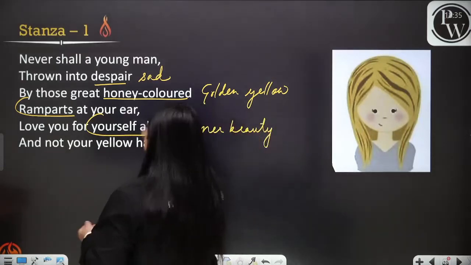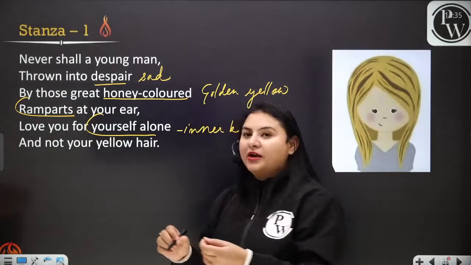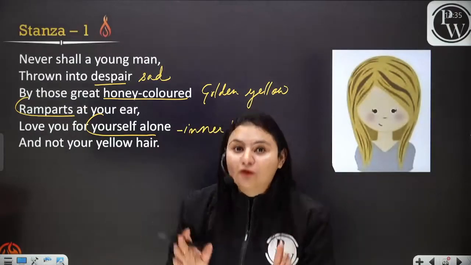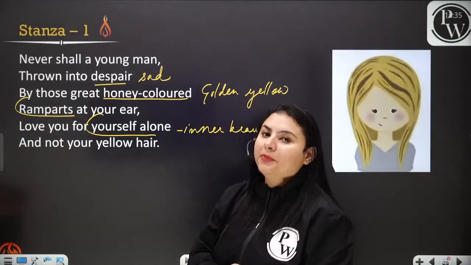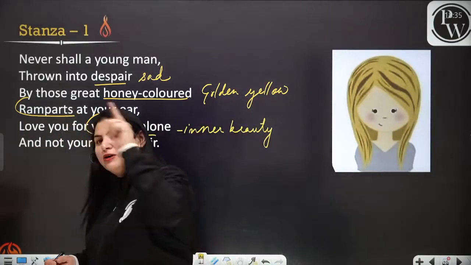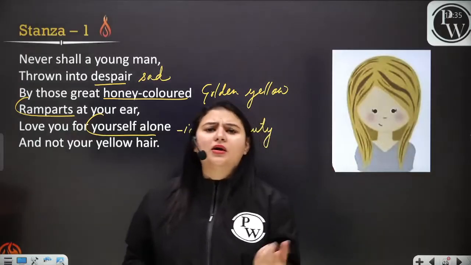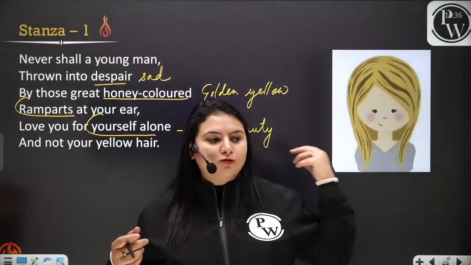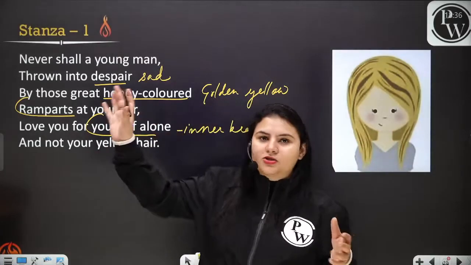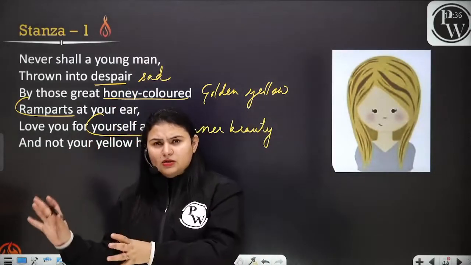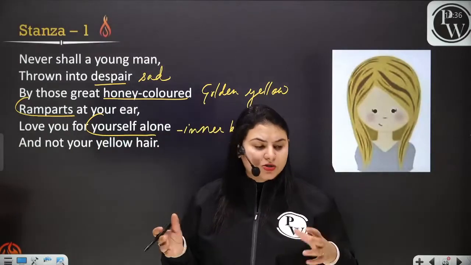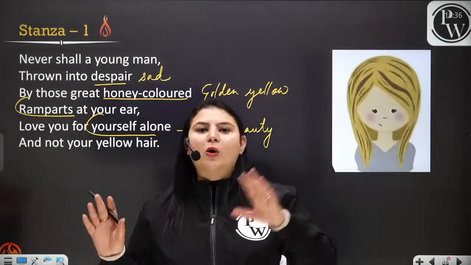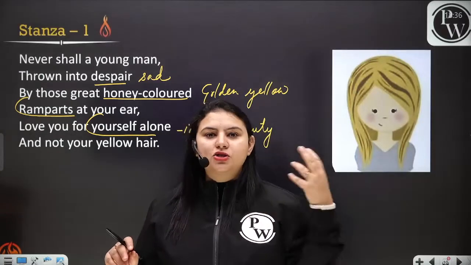But he is going to love you, not your yellow hair. The person is going to love you not for your yellow hair. You should fall for such a person who will love you for yourself, but not your yellow hair. By yellow hair, he wants to say blonde hair. If you talk about foreign countries, W.B. Yeats belongs to Europe and America. In Europe and America, the girls who have blonde hair are quite loved. They are considered to be very beautiful.